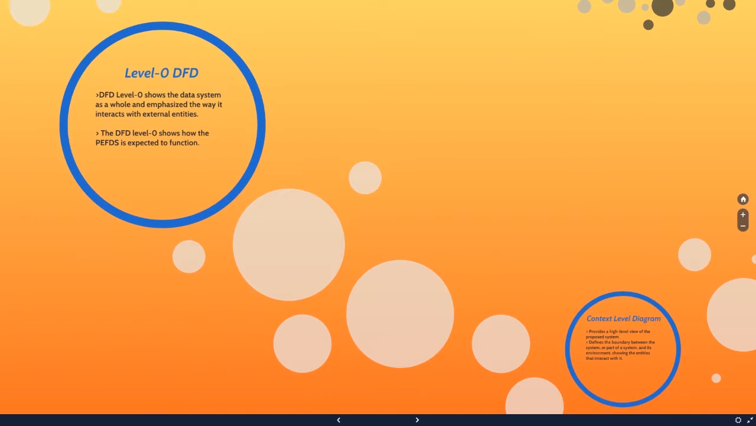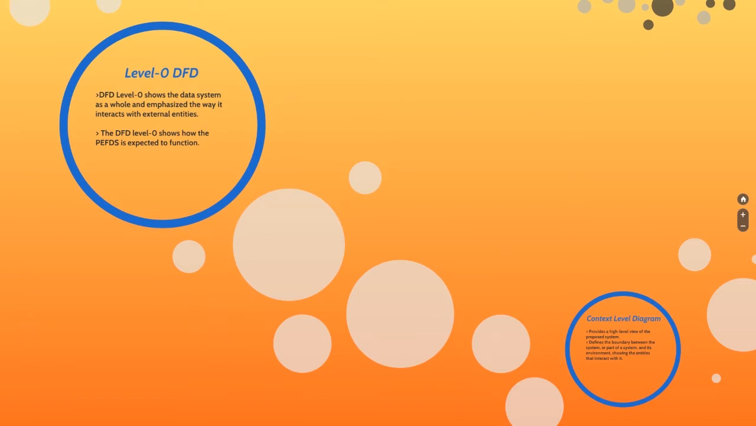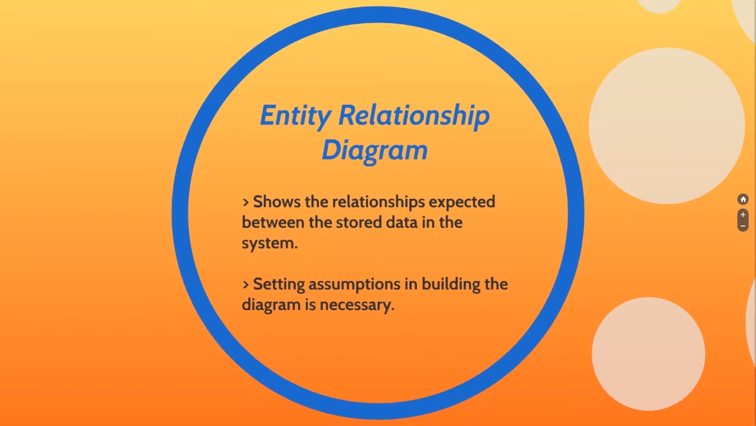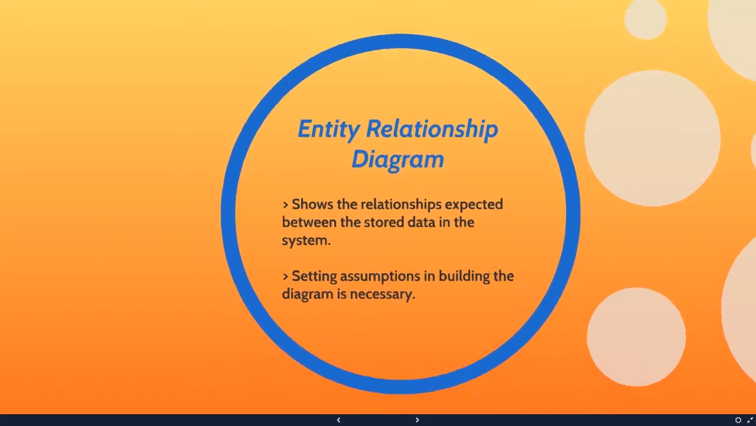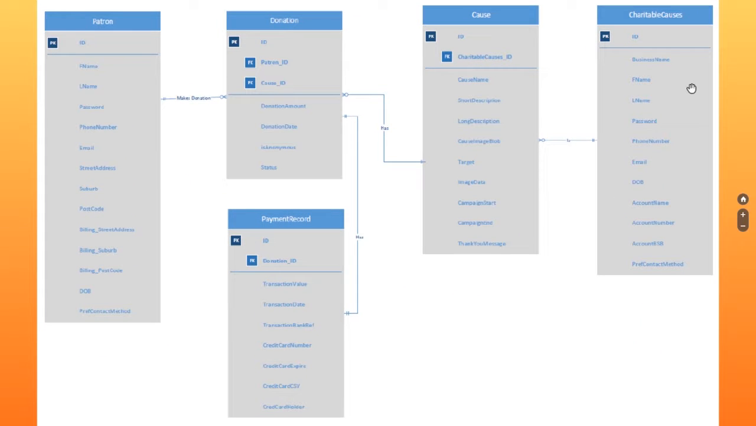So after both the context level diagram and the level 0 DFD, it is possible to determine how the system will relate to entities within the system. So the ERD, the entity relationship diagram, shows the expected relationships between the stored data in the system, and it is also necessary at this point to define the assumptions in building the diagram. So the ERD developed for this project lists 5 entities: patron, donation, cause, charitable causes, and payment record.